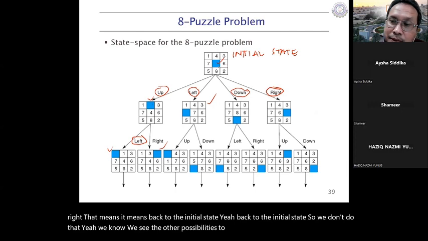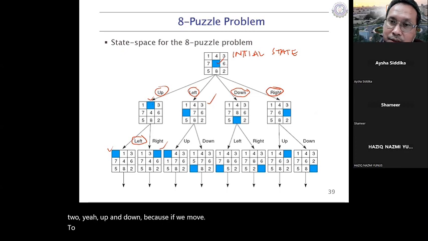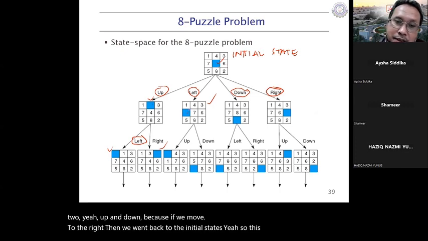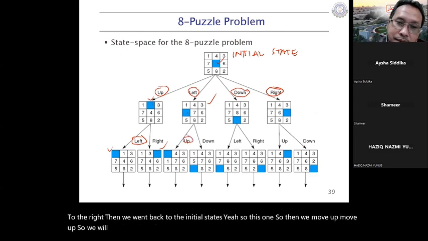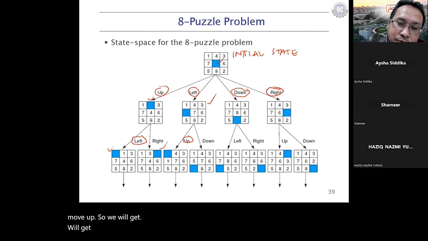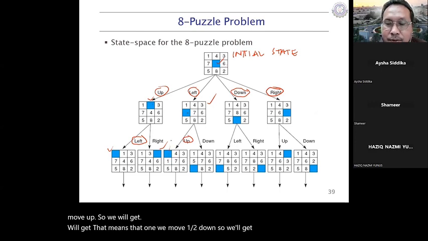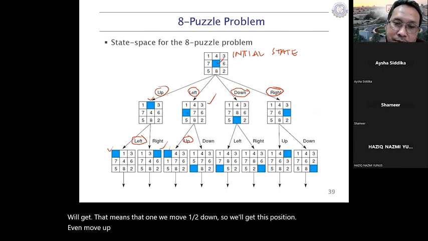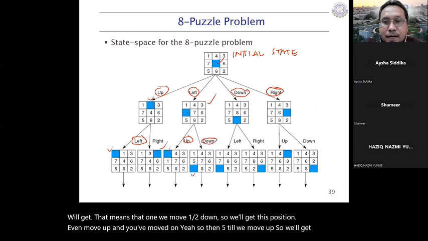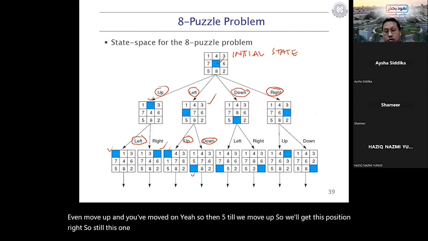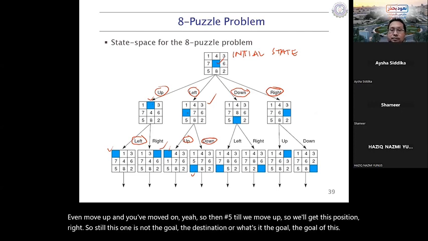So the possibilities are only 2, up and down, because if we move to the right, then we are back in the initial state. So we move up, which means tile 1 moves down, and we get this position. If we move down, then tile number 5 moves up, and we get this position. Still, this one is not the goal of this puzzle problem.